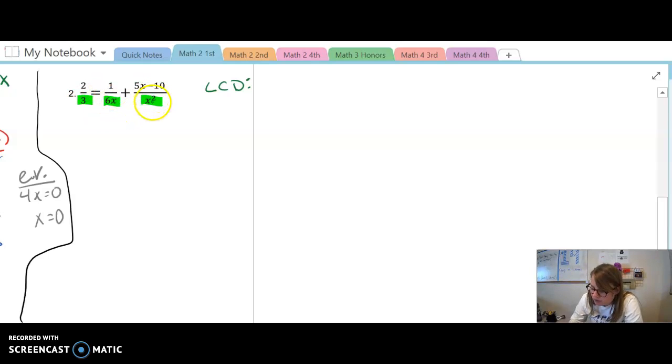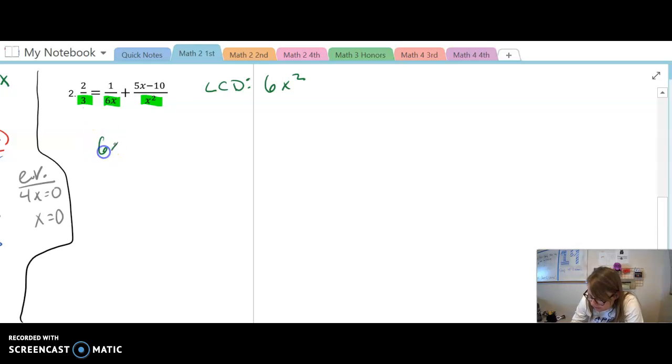Well, we're definitely going to need an x squared. And can we get 3 to 6 somehow? Yes, we can multiply by 2. So that means we're going to have 6x squared as our least common denominator. Okay? So I'm going to write that over here. That means I'm going to multiply everything on top of my denominators by 6x squared.